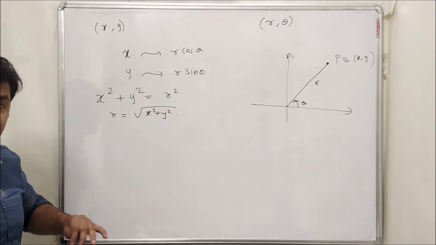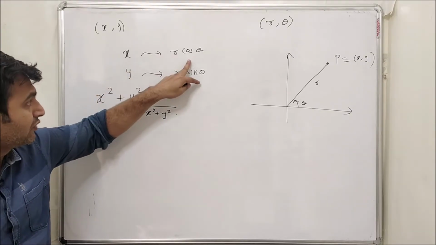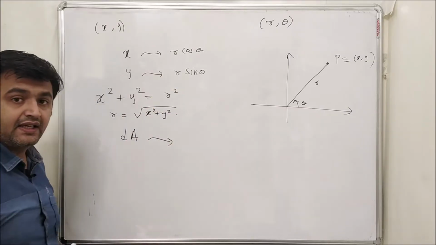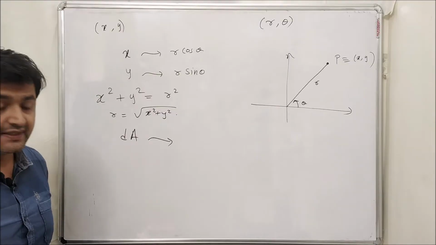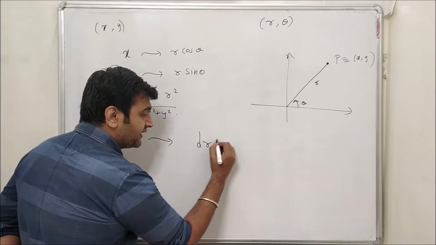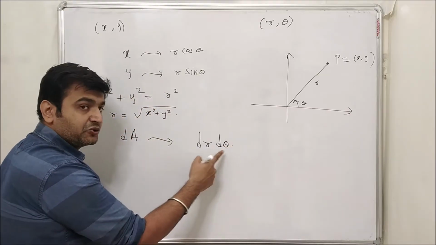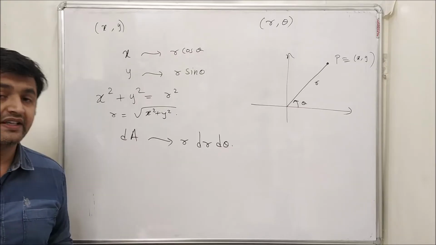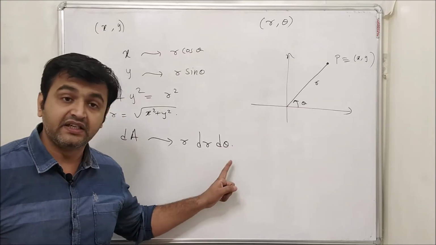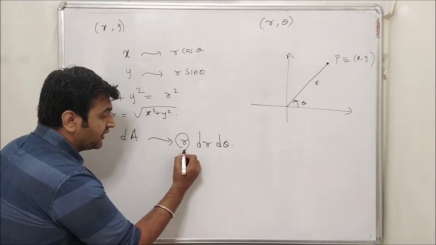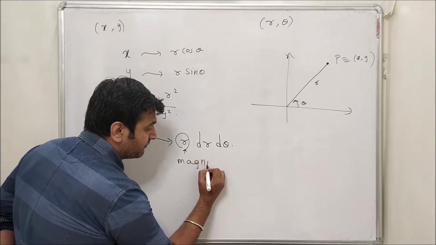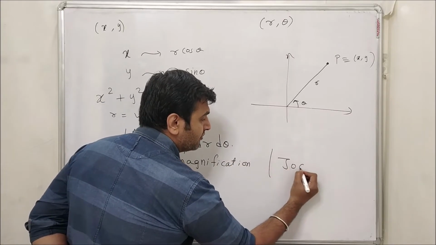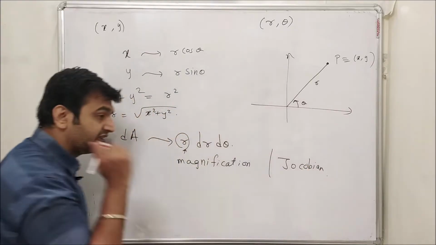Whenever you have an expression involving x and y, you replace x by r cos theta, y by r sin theta, and you replace dA, which can be dx dy or dy dx, by dr d theta, but one extra r will come into the picture. So you replace dy dx or dx dy by r dr d theta. Don't forget this r. It is called the magnification factor, or sometimes the Jacobian factor, because Jacobi invented this.